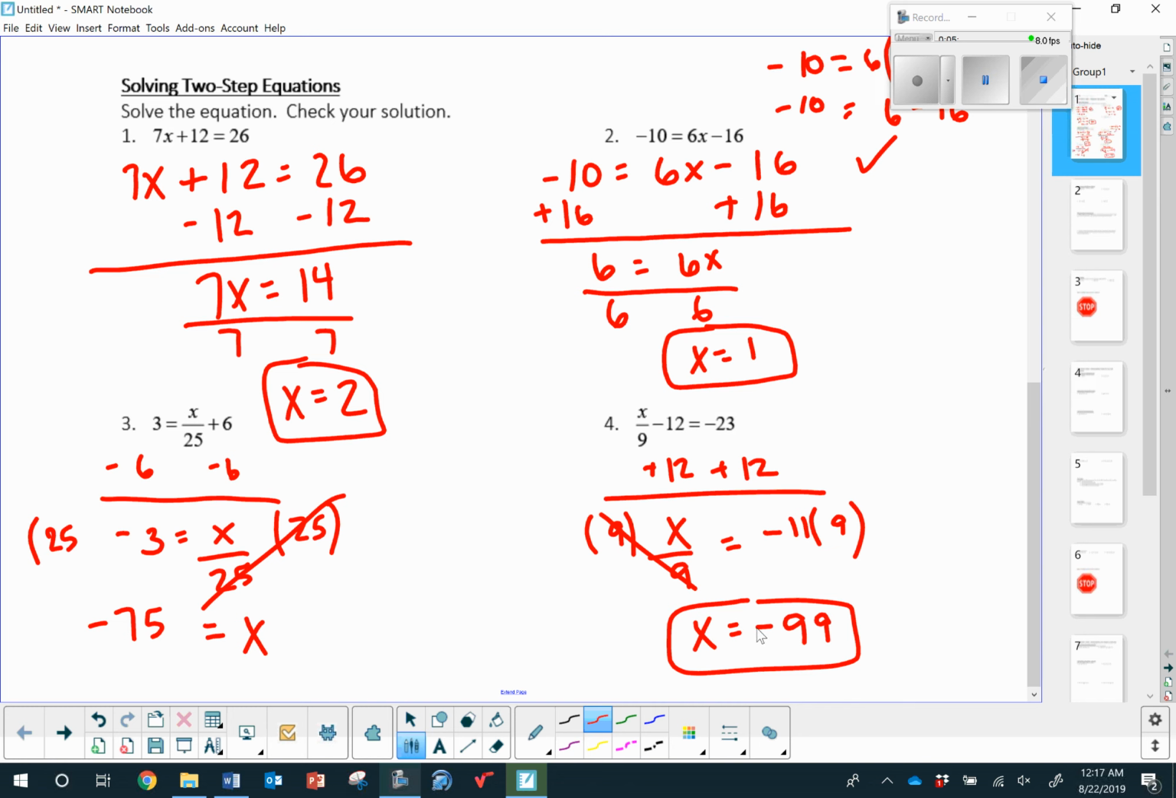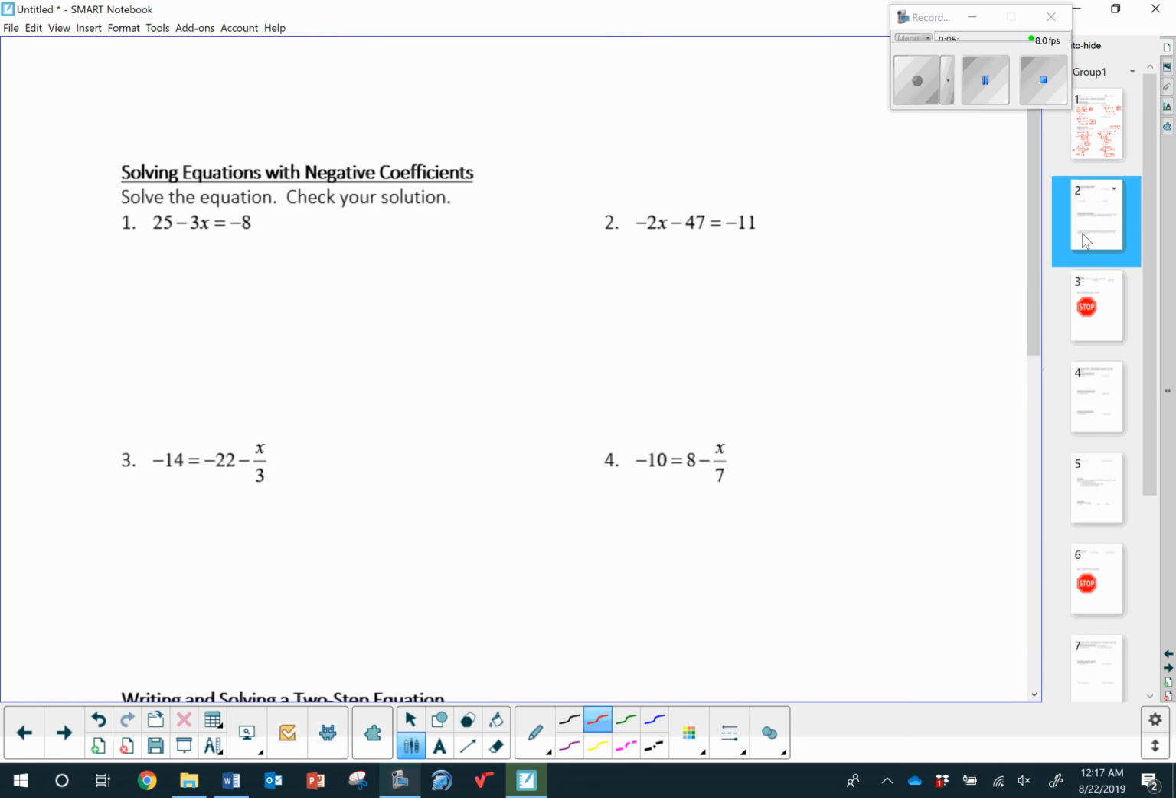All right, friends, when you're ready, go ahead and turn it to page 2, which is on the back. This time we're going to look at solving equations with negative coefficients. So pretty similar, but we just have to be extra careful with our negatives here.